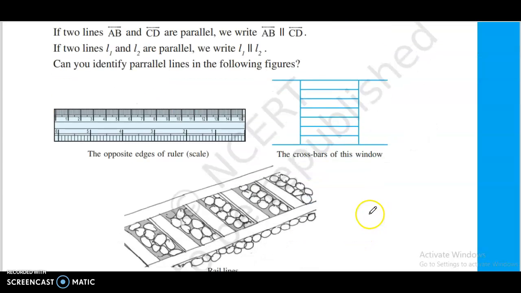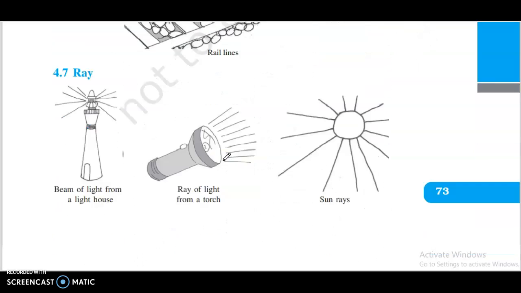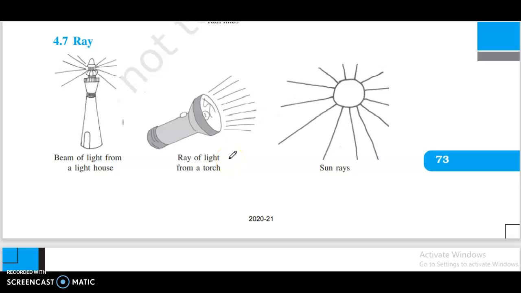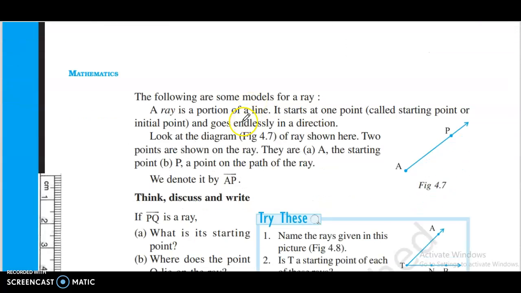Two crossbars of this window. The opposite side edges of the roller scale. Rays of light, beam of light from a lighthouse, ray of light from a torch, sun rays. The following are some models for a ray.